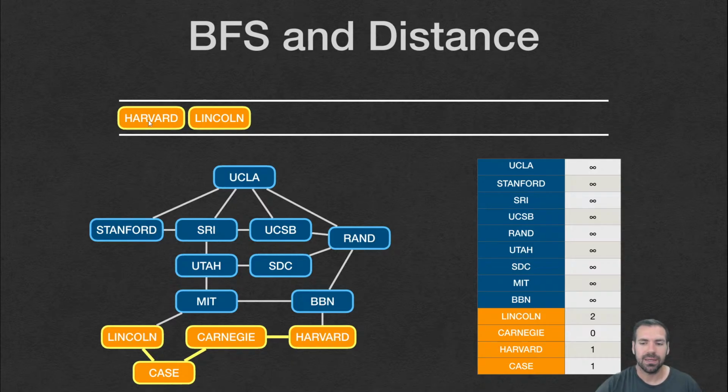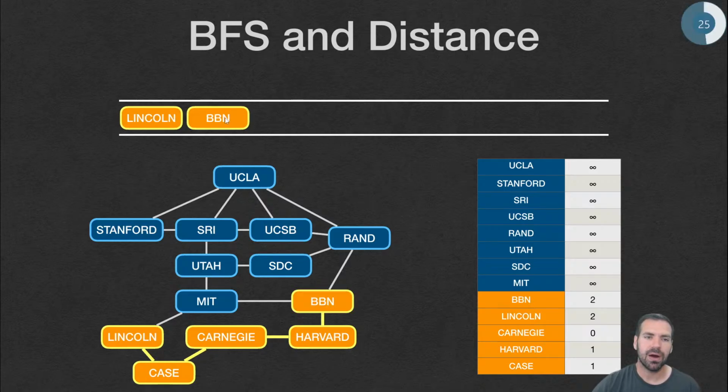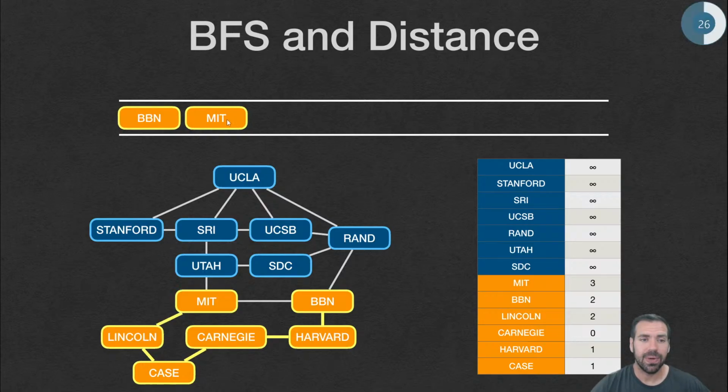Okay, and then we get to Harvard. Harvard is going to find BBN. So we're going to enqueue BBN, mark BBN as explored, and set BBN's distance to Harvard's distance +1. Then Harvard's going to check Carnegie, see that Carnegie's already been explored, and don't do anything with Carnegie. And we dequeue Lincoln. Lincoln is going to find MIT, enqueue it, mark it as explored, set MIT's distance to Lincoln's distance +1.